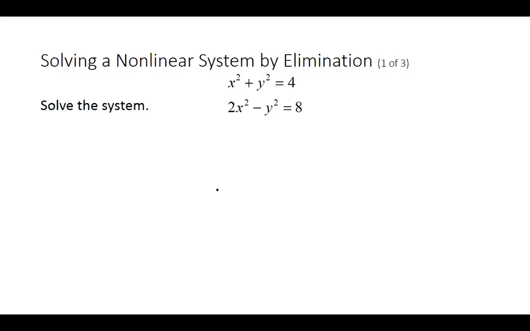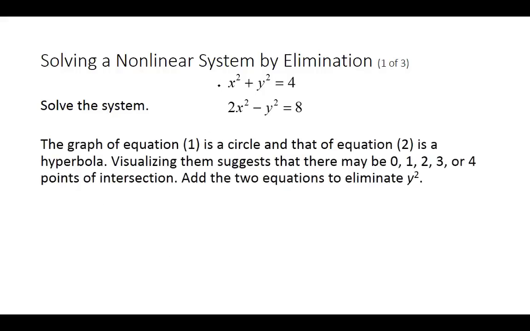The second one is 2x squared minus y squared equal to 8. We do use, for the most part, elimination methods. Sometimes we can use substitution methods for these. As you can see, if you look at the graph of the first one, this is a circle. And the second one, just by looking at this, would be a hyperbola. So if you have a circle and a hyperbola, we can see visually where they intersect.